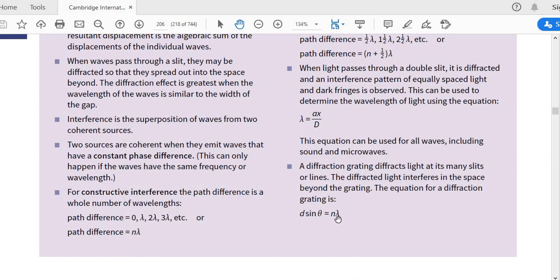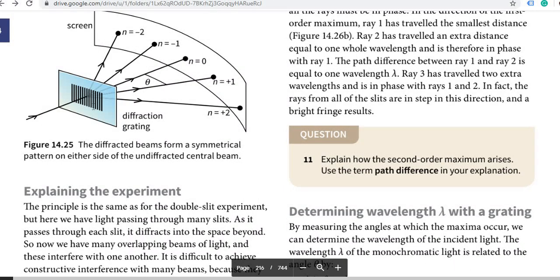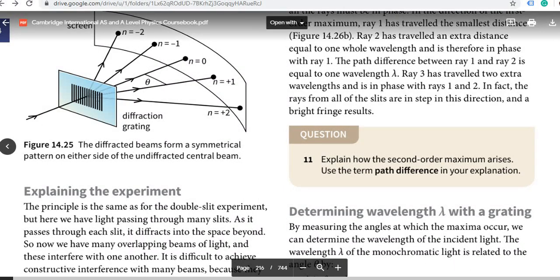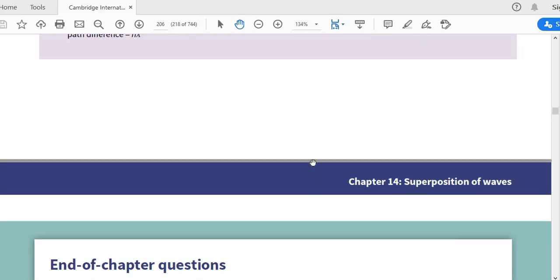Okay, so that is theta n, and lambda is the wavelength of the waves. d is the grating spacing or slit separation. That is the distance between the centers of 2 slits, or simply between 2 slits. Okay, so that's the end of that chapter on superposition of waves.